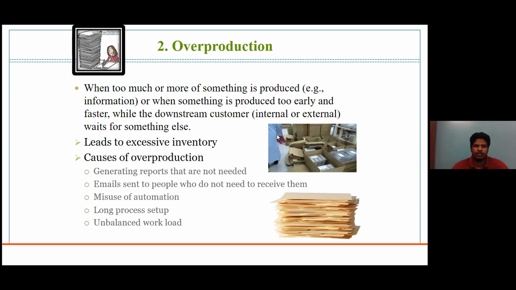So anything we are using that is not required, any automation that is not required for the respective process, that is called the misuse of automation.